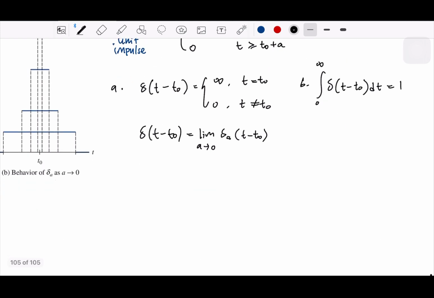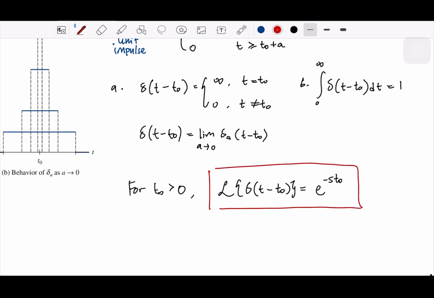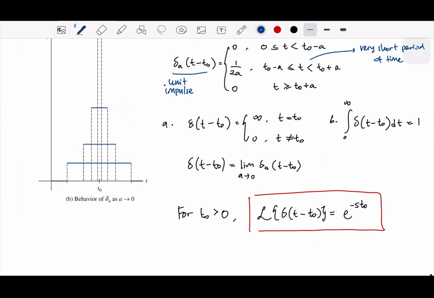Okay. Now, to transform this Dirac delta, let me write the definition first. For t0 that is positive, the Laplace transform of the Dirac delta is equal to e to the power of negative s t0. So let me begin with these definitions and let's see how we can prove that. To prove this, we begin with this part.